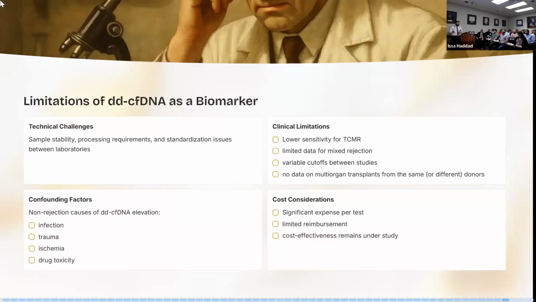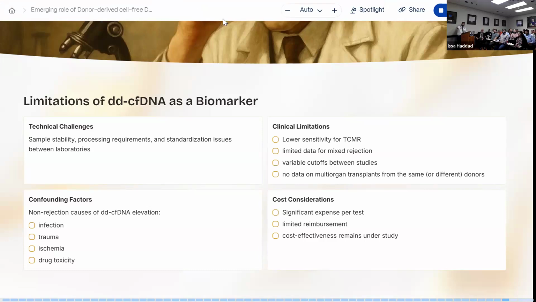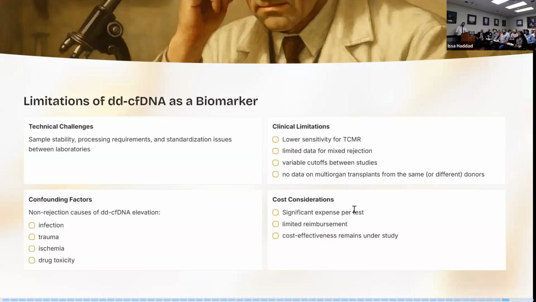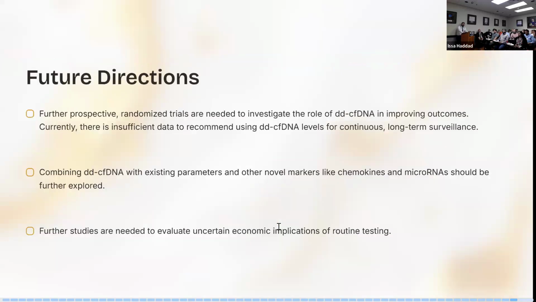You can imagine someone has a heart and kidney, and then you have cell-free DNA. Is it coming from the heart or is it coming from the kidneys? We do not have studies to study this. So that's one thing. And the other thing is the cost considerations, which is limited reimbursement and the cost effectiveness. Those all remain limitations.